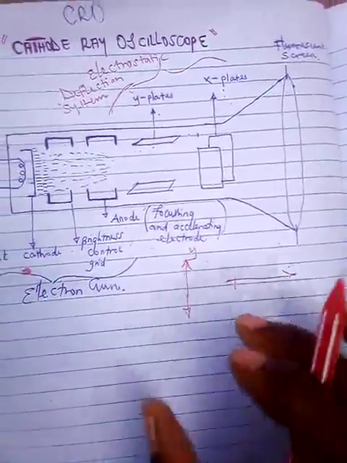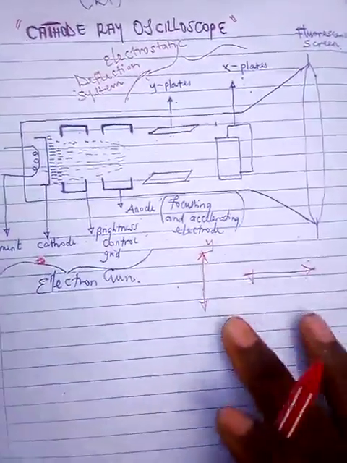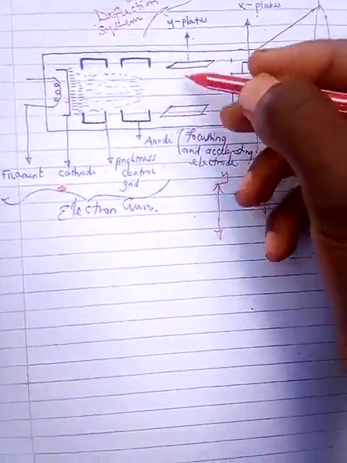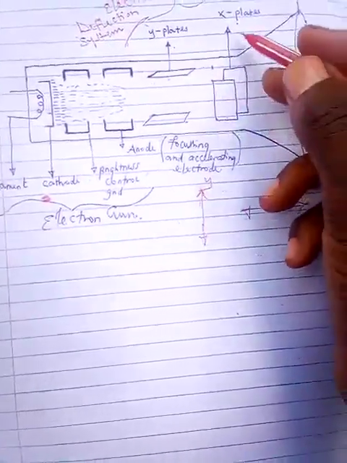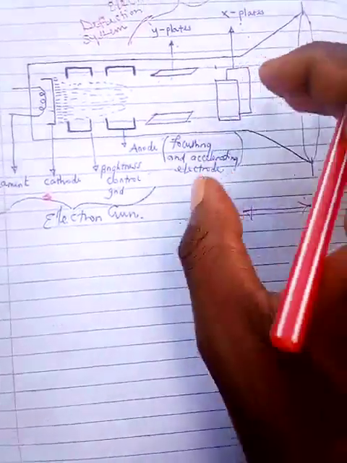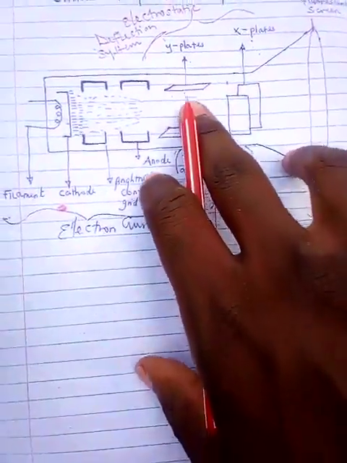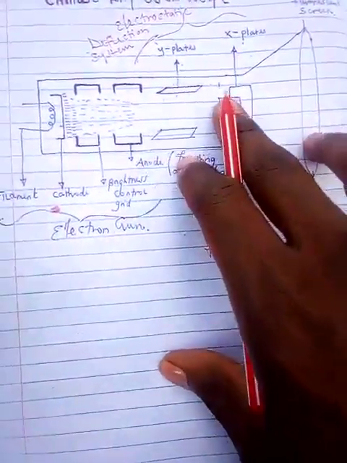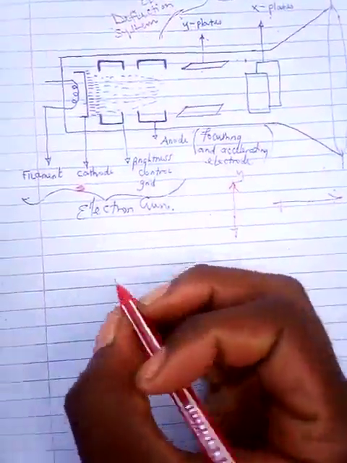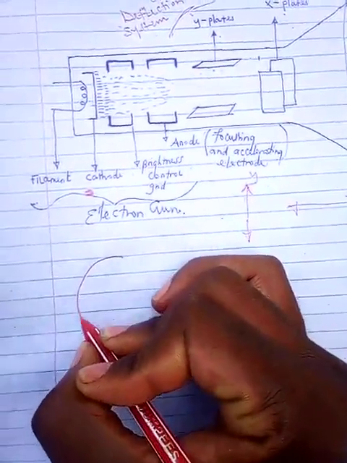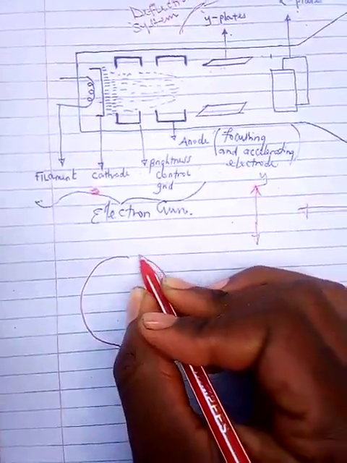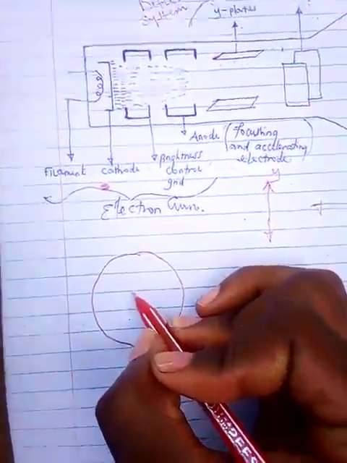I want to show you some diagrams which I really want you guys to understand. So take note, the Y plates deflect the electron rays vertically. The X plates are going to deflect those cathode rays horizontally. Now here's the thing: when the Y plates are switched on and the X plates are switched off, the way those cathode rays, that electron beam, is going to be moving is in this way.